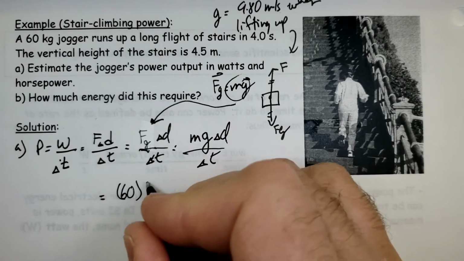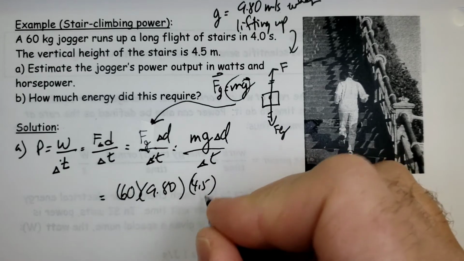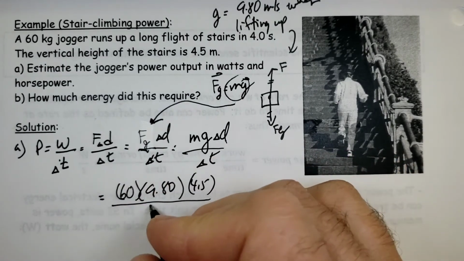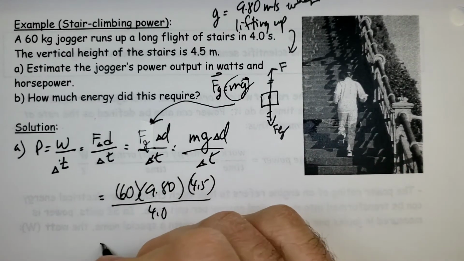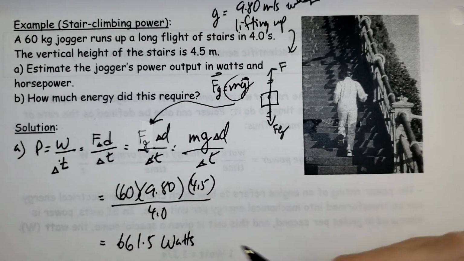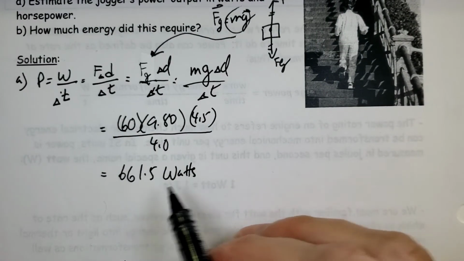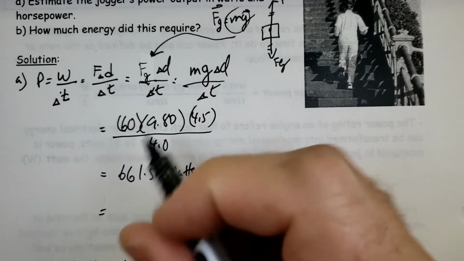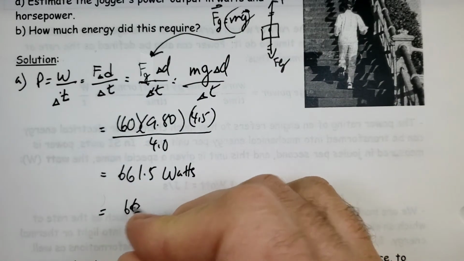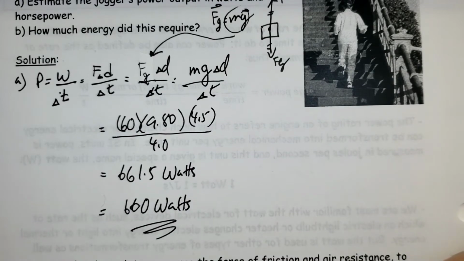So 60 kg, 9.80, a vertical height of 4.5. This is all done in 4 seconds. 661.5 watts. Quite often it's better to write out the whole word for watts as opposed to W, so we don't get it confused with work. 2 sig figs, I think, here, so 660 watts.